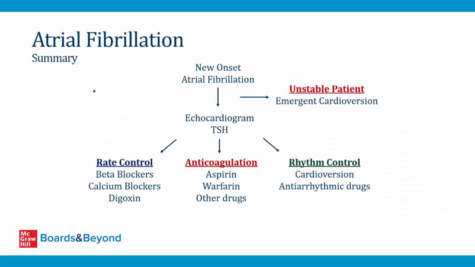So that's a lot that we've been through in this video, but here's a summary slide of how to handle new onset atrial fibrillation. So remember what I said before, in an unstable patient, emergent cardioversion is the way to go. Most patients should have an echocardiogram and a TSH measured.